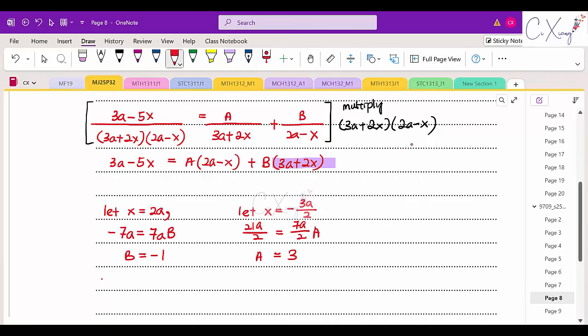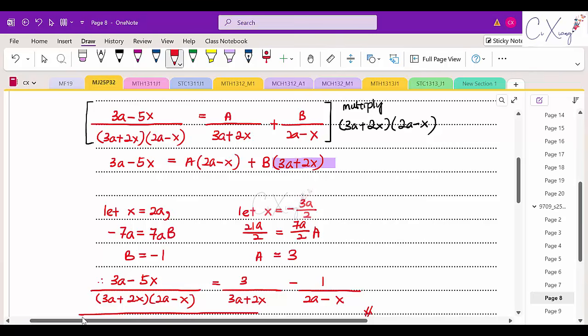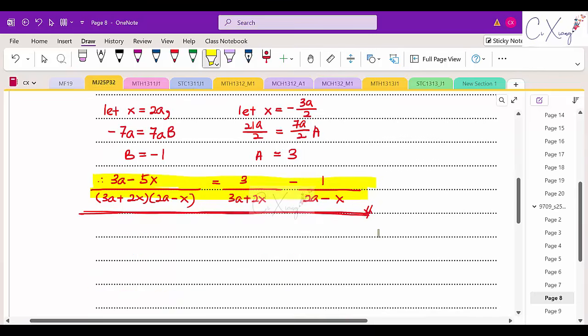Then again, I will rewrite the partial fraction one more time at the end of the solution. So 3 over 3a plus 2x, then minus 1 over 2a minus x. Yeah, so this is the partial fraction that we have. Okay, all right, then let's continue to the second part, part B.